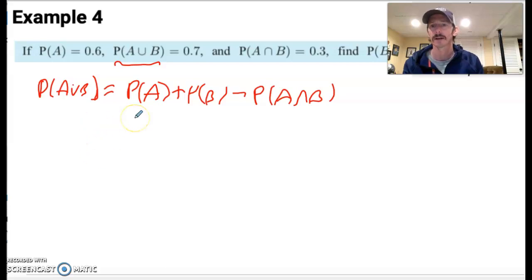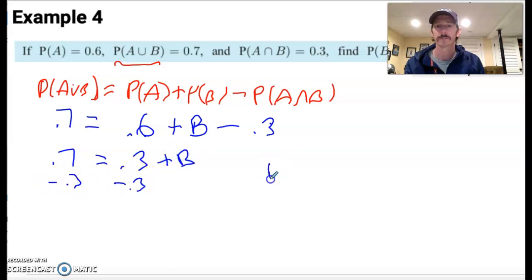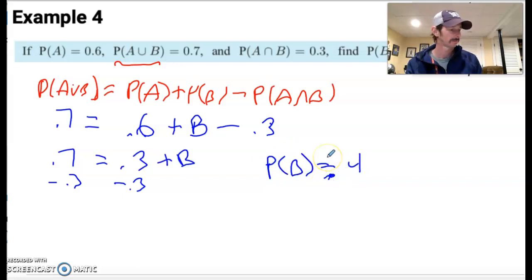So now I can fill this in. I already know this is 0.7. Probability of A is 0.6. Plus, I have no idea what this is. That's what I'm asking for. So I'm just going to leave that as a big B just to save myself some writing. But I also know the intersection is 0.3, so I have one missing value. I just move things around. Personally, I would probably combine these two because that would equal 0.3. And then if I subtract 0.3, I get my answer. And the probability of B would be 0.4. There you go, 0.4.